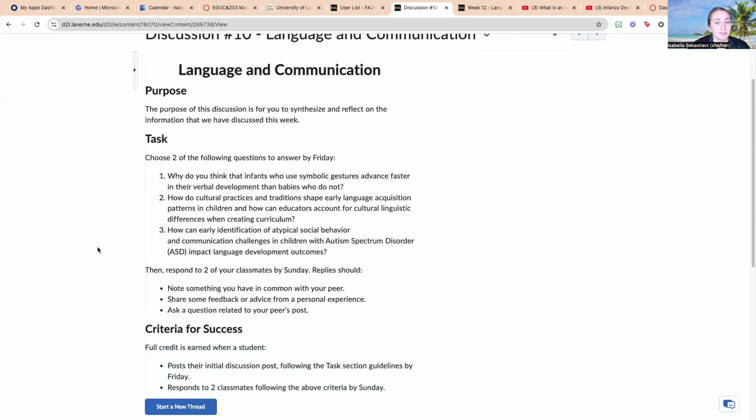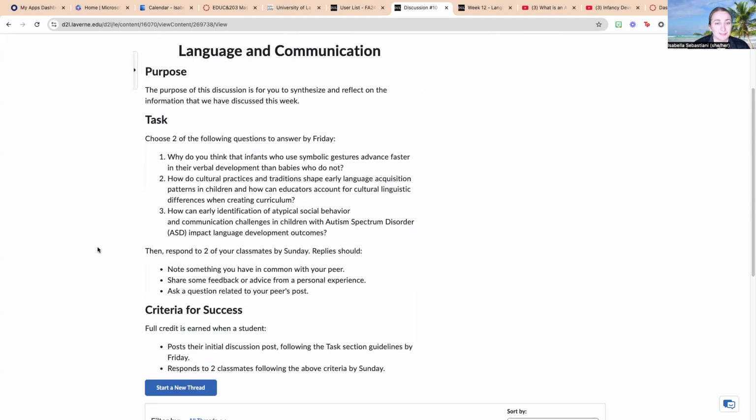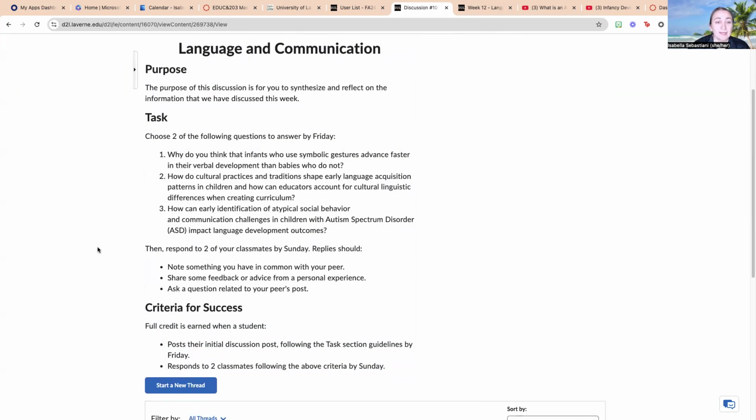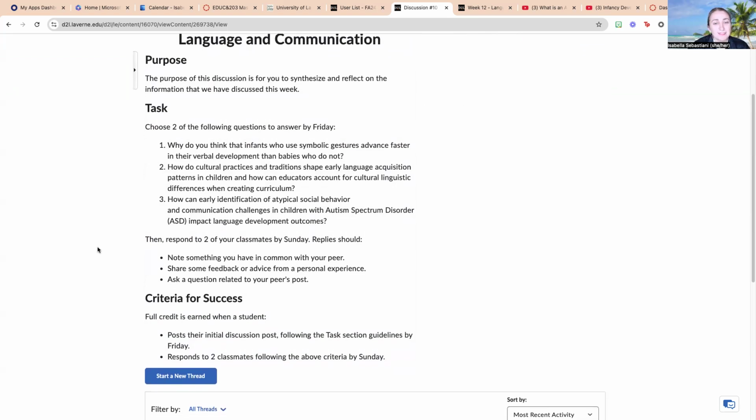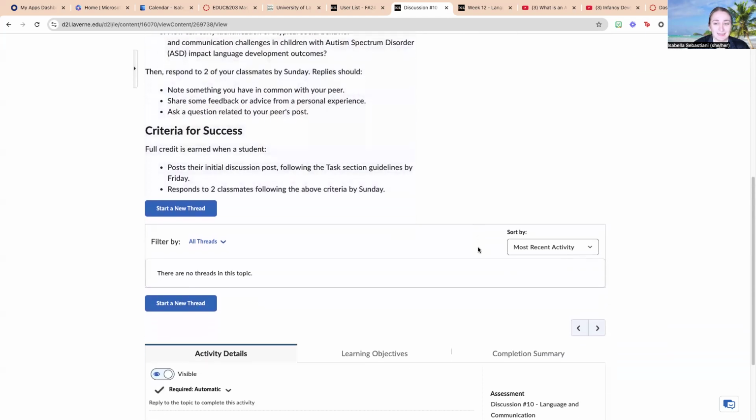Why do you think that infants who use symbolic gestures advance faster in their verbal development than babies who do not? How do cultural practices and traditions shape early language acquisition patterns in children? And how can educators account for cultural linguistic differences when creating curriculum? And how can early identification of atypical social behavior and communication challenges in children with autism spectrum disorder, ASD, impact language development outcomes? And then, as always, you are encouraged to respond to two of your classmates by Sunday.